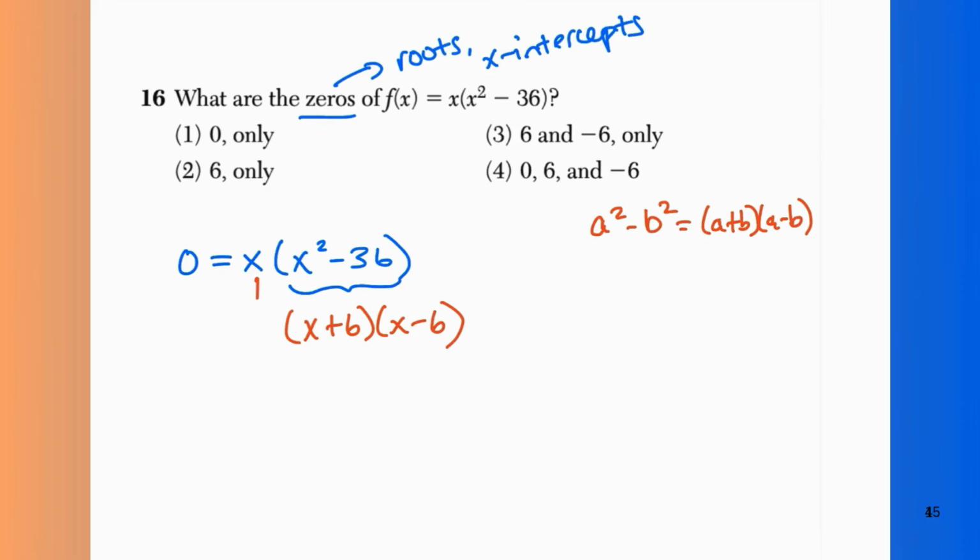And then I'm going to bring down that other x so I don't forget about it, bring down my equals 0. Now that I've set the function equal to 0, now we're saying that when I multiply 1, 2, 3 of these factors together, I get 0.